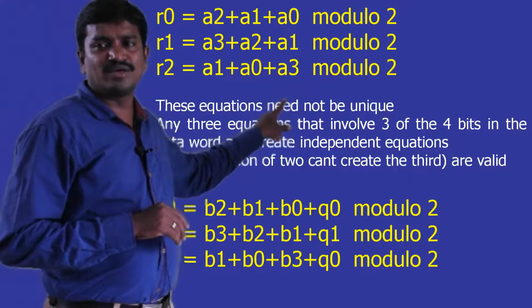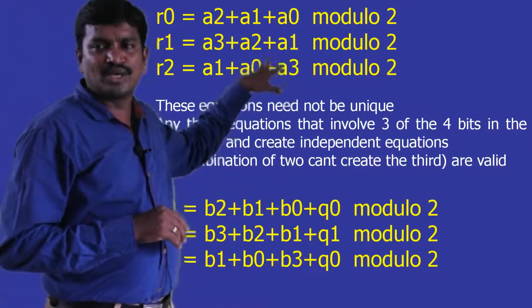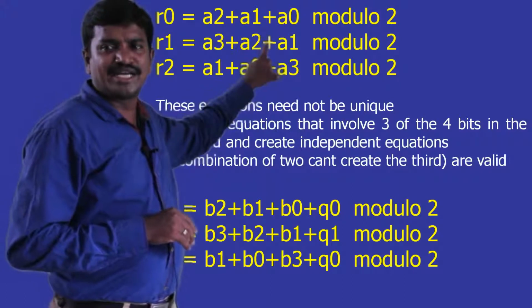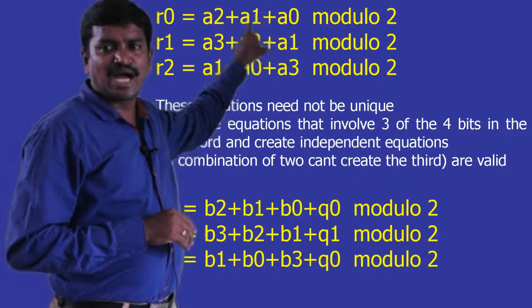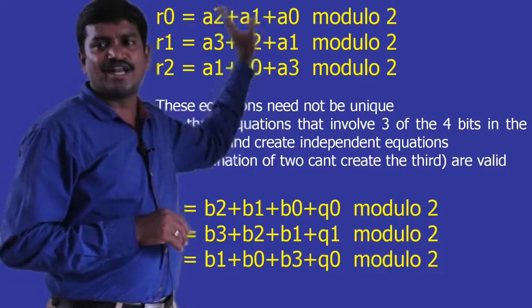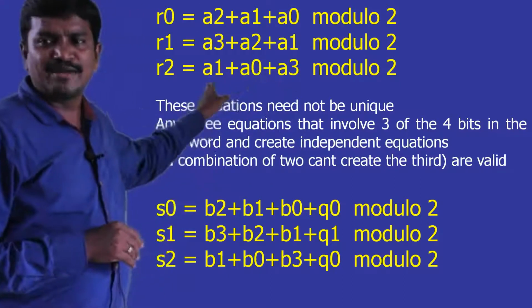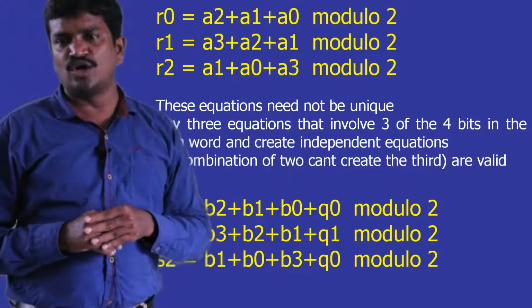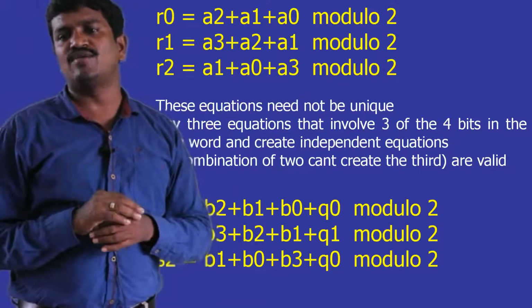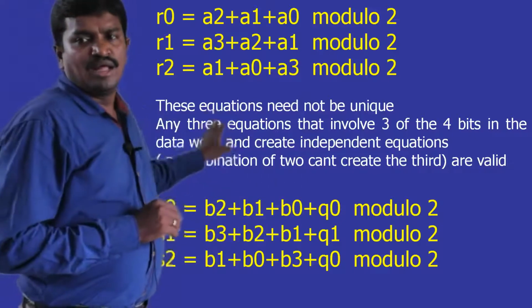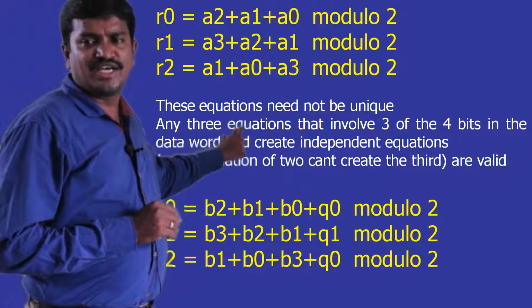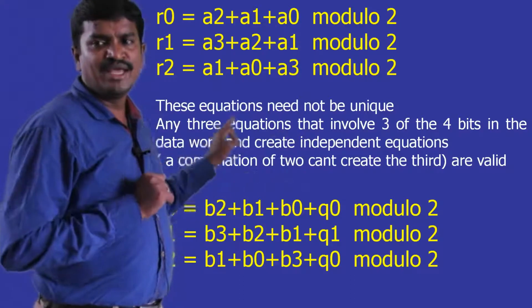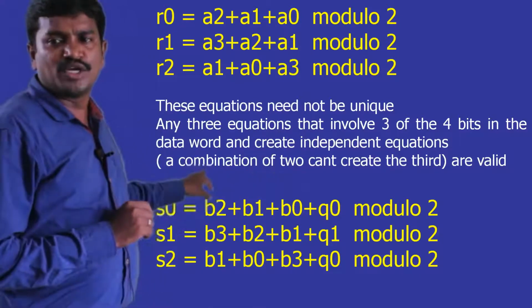Once you prepare the equations, when you do XOR on these two, let us say on R0 and R1, A2 gets cancelled, A1 gets cancelled, and I will get an equation of A3 plus A0. There is no equation A3 plus A0 in this set. So the third one is not A3 plus A0, nor A3 plus A0 plus A1 either. This way every equation is formed in such a way that it involves 3 of the 4 bits in the data word, and it will create independent equations.